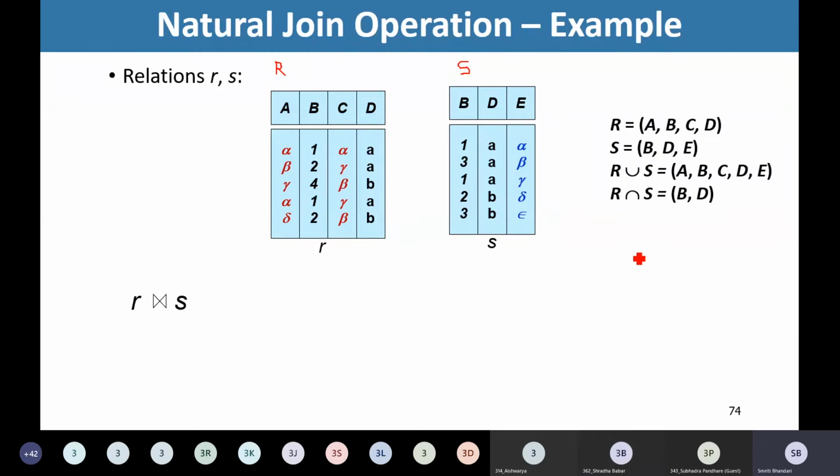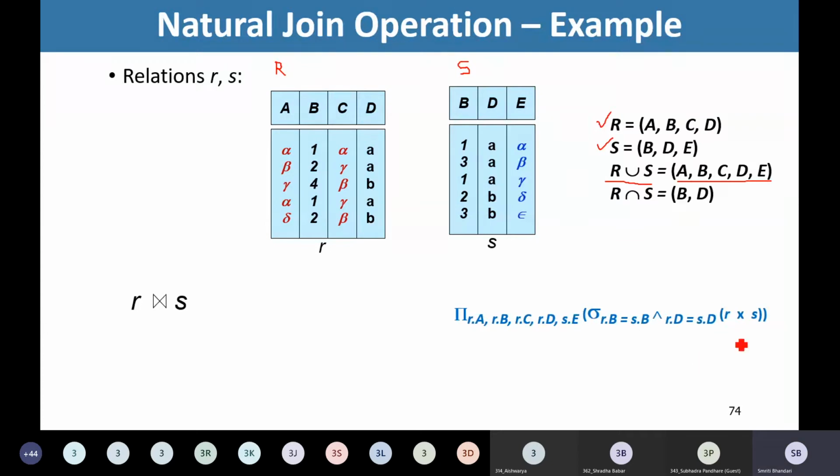So the schema for our natural join would be capital R union capital S. Correct? So we know the schema capital R, we know the schema capital S, so the schema for our natural join would be R union S. So we'll have 5 attributes A, B, C, D, E in our output. Correct?